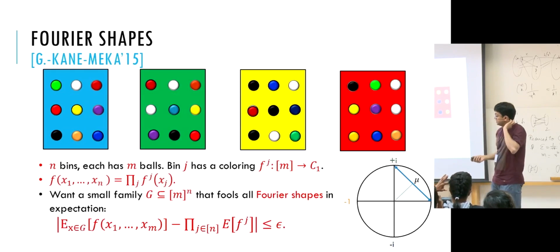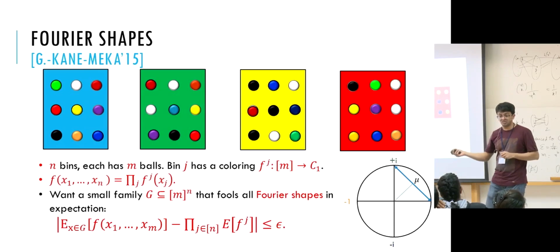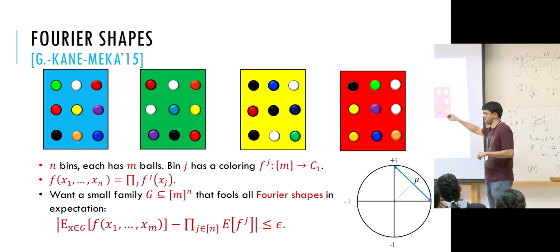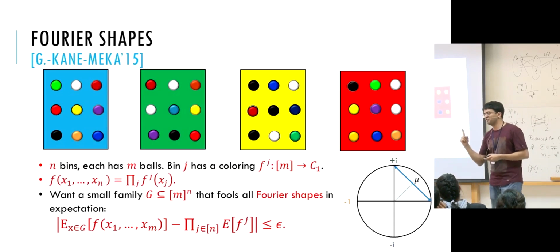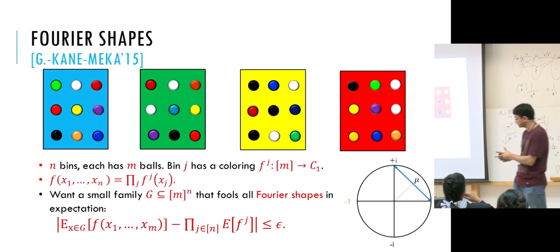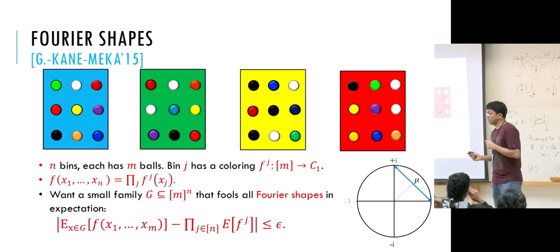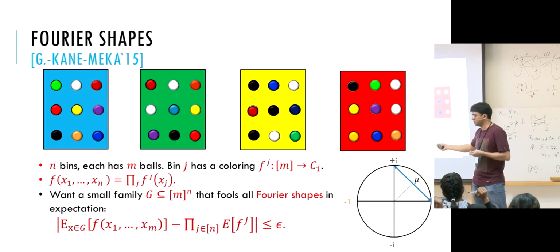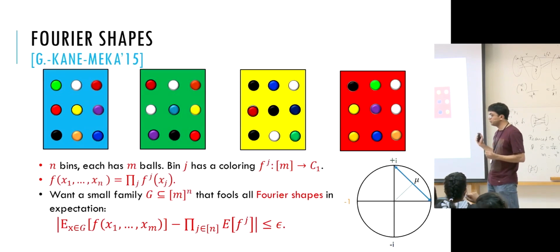Okay, now here's the function. It's going to be a function which gives you values in the unit complex disk also. You just take the product of the colors that you get from each of these bins, right? So if you want to think of each complex number as a vector in the unit disk, then you're kind of mixing the colors together when you multiply them. So, okay. Now we want a small family of strings in m to the n. This class of functions, I'm going to call them Fourier shapes. I want a small set of strings in m to the n that fools all these Fourier shapes in expectation.